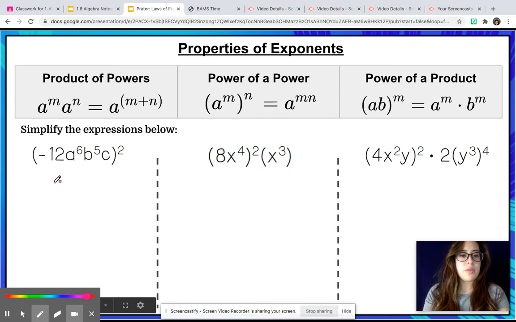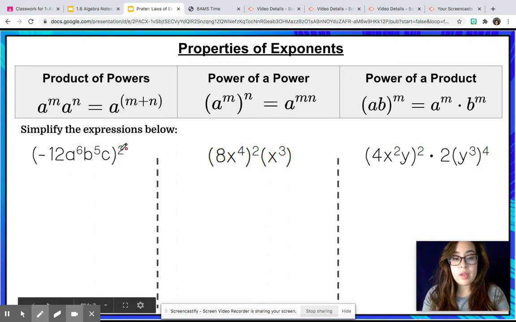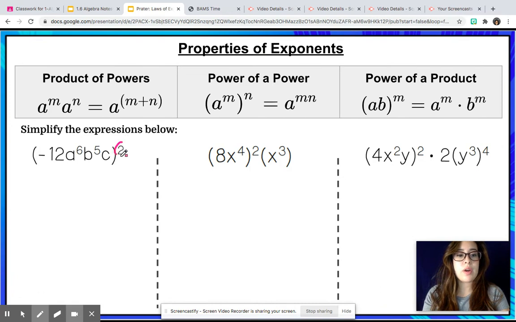Okay, guys, so here we have a situation where we are distributing an exponent. Because there's a parentheses with terms inside of it, this entire thing is raised to the second power. So I have to basically extract all the pieces and distribute that exponent to every single part.